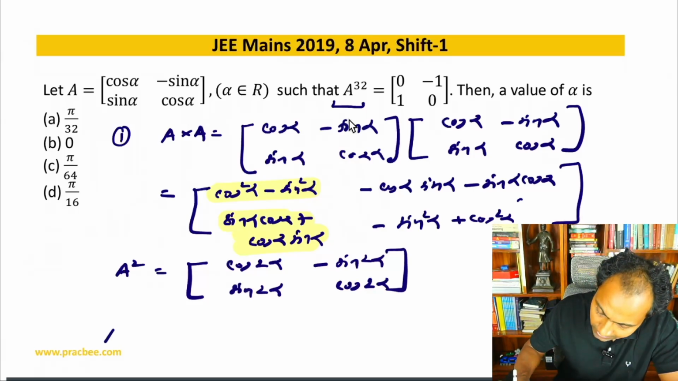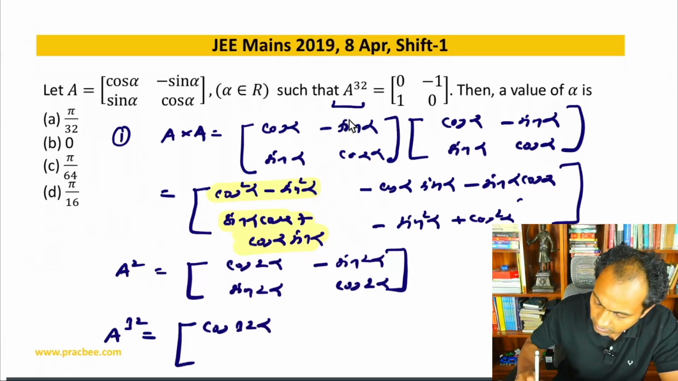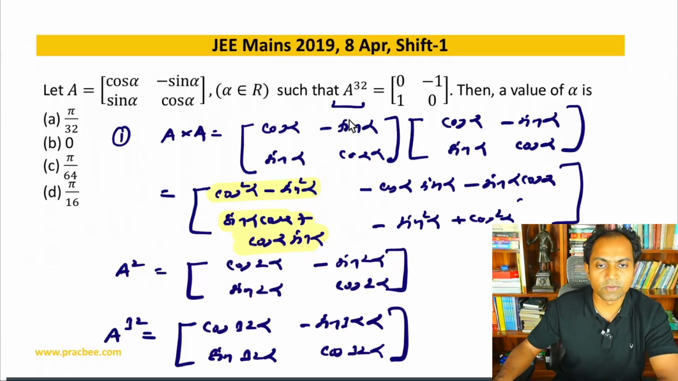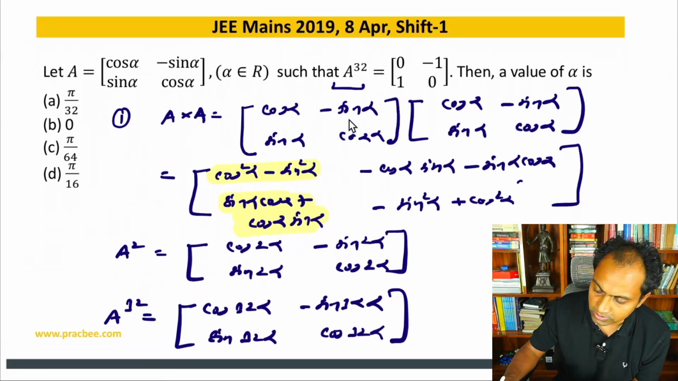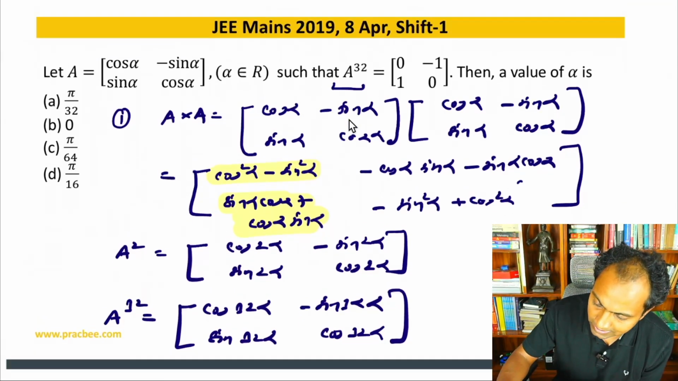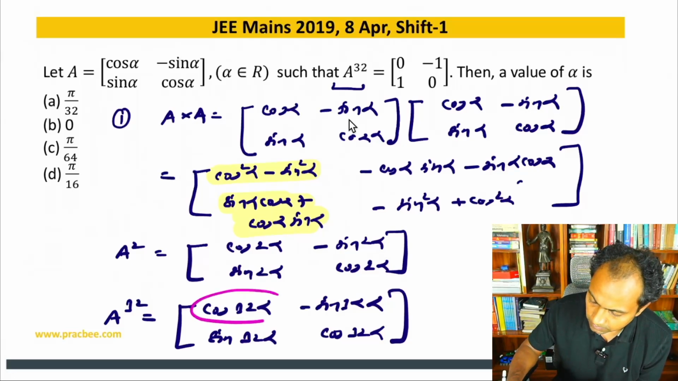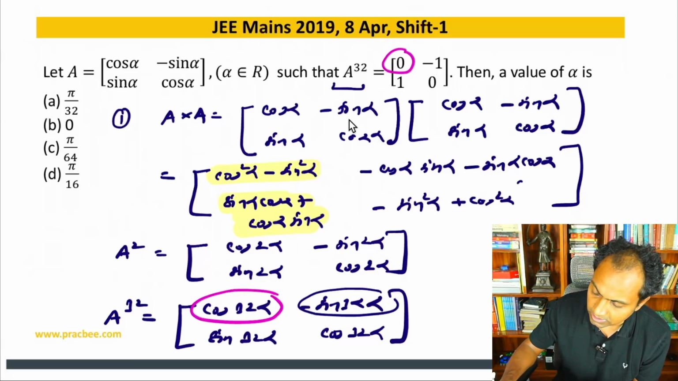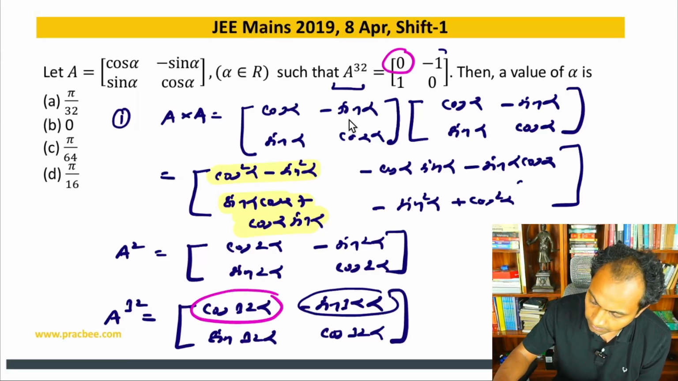Till the time I reach A raised to the power 32, this is going to become cos of 32 times alpha, minus sin of 32 times alpha, sin of 32 times alpha and cos of 32 times alpha. Once you observe this pattern, it is very simple to do because now they have given the value. So what it says is, if you take this term, it should be equal to 0, and this term should be equal to nothing but minus 1.